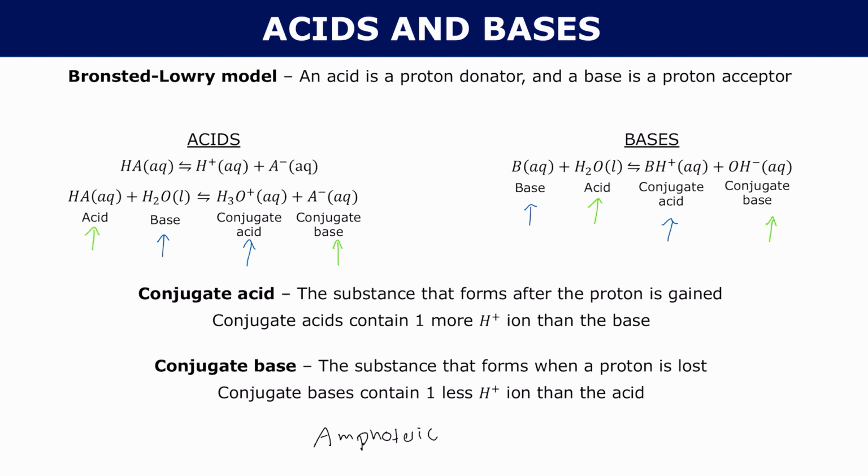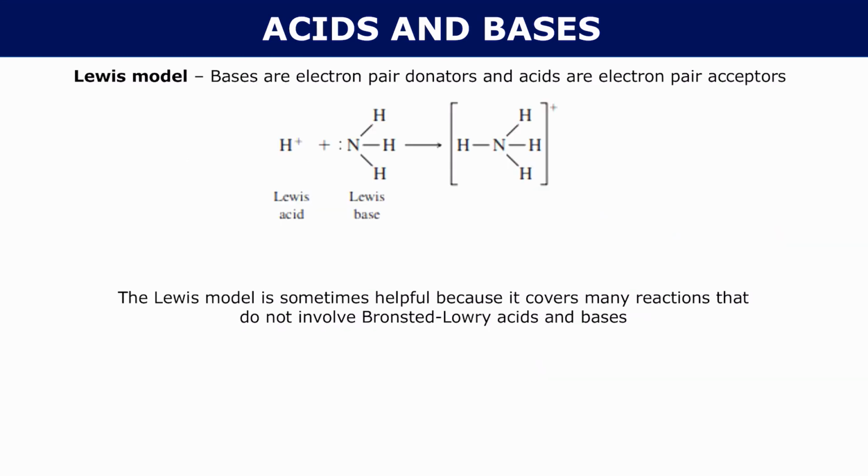Okay, let's take a look at the last model, which is the Lewis model. In the Lewis model, bases are electron pair donors and acids are electron pair acceptors. So in this reaction here, you have H+ acting as a Lewis acid and the ammonia acting as a Lewis base to form NH4+. The Lewis model is sometimes helpful because it explains properties of certain compounds that don't really function as Bronsted-Lowry acids or bases. So the Lewis model is sometimes helpful in those edge case reactions.